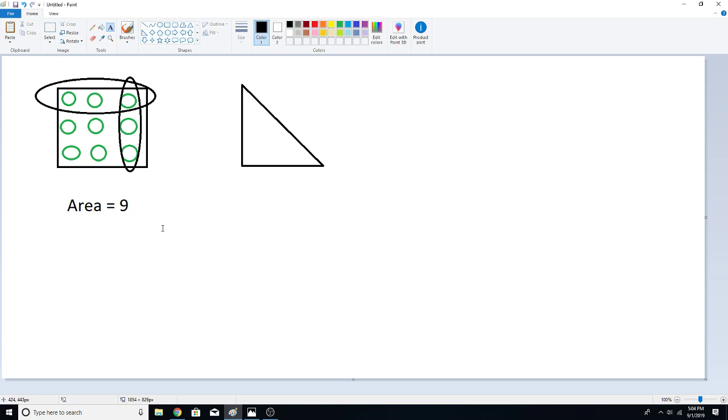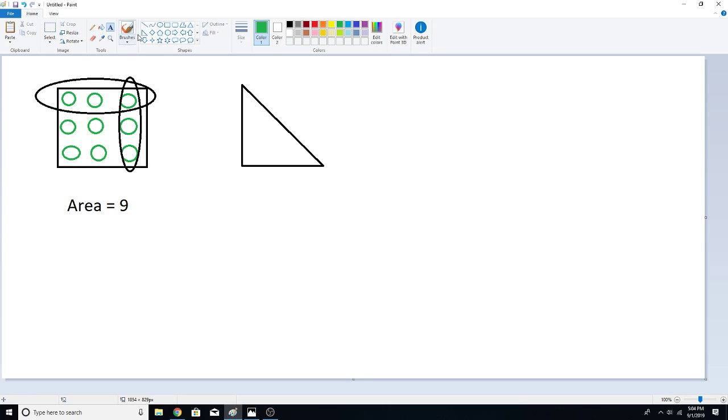Or 9 meters squared, or 9 kilometers squared. It depends what you're working with, what units. And you can just use chairs, like 9 chairs. That's the area. But what, for example, if you want to work out a triangle? Well, we can do that, actually.